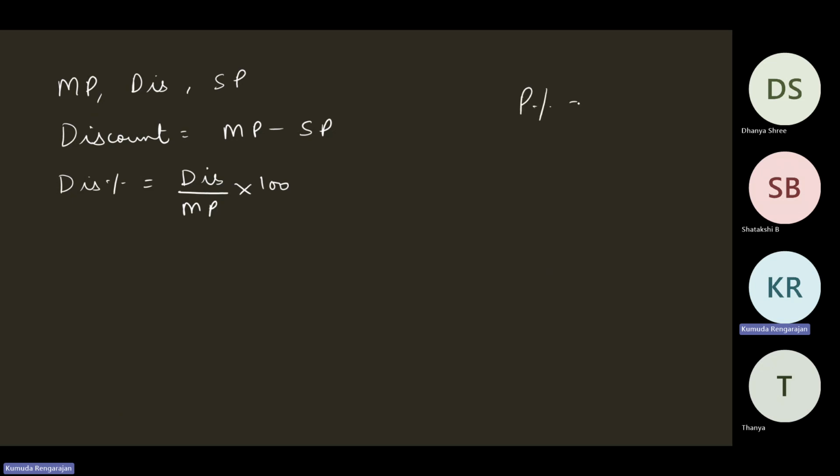See, profit percent is profit by CP into 100. To find percentage, you always multiply a fraction by 100. So if you're finding profit percent, the fraction is profit by CP. Similarly, discount percent is discount by MP into 100.